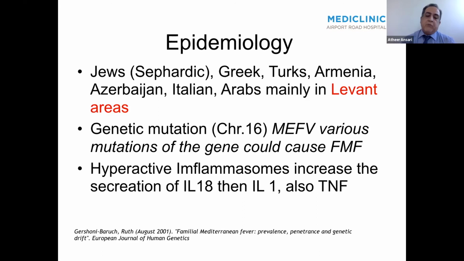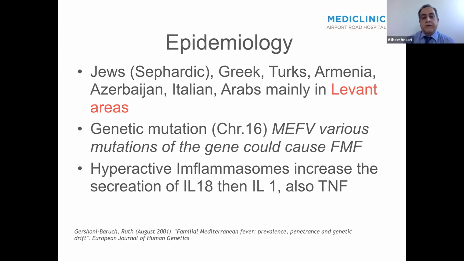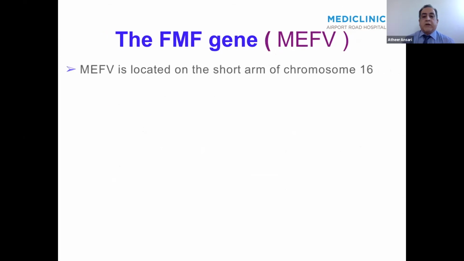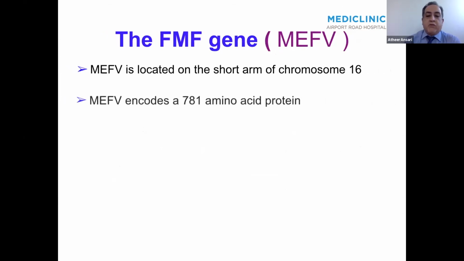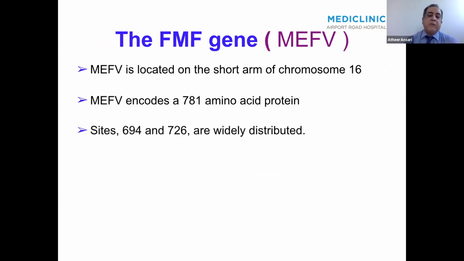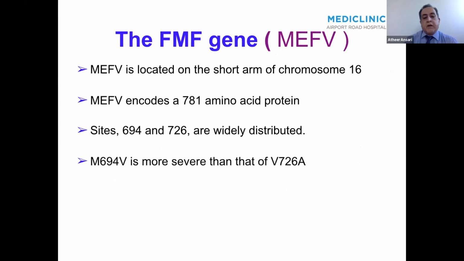And it's mainly a genetic mutation. It causes or leads to hyperactive inflammasomes that increase the secretion of interleukins and also TNF. So what are the genes? Some of you might be experienced with the genes, and there are many amino acids, and the main sites of genetic defect are 694 and 726. And the first one is more severe than the other.